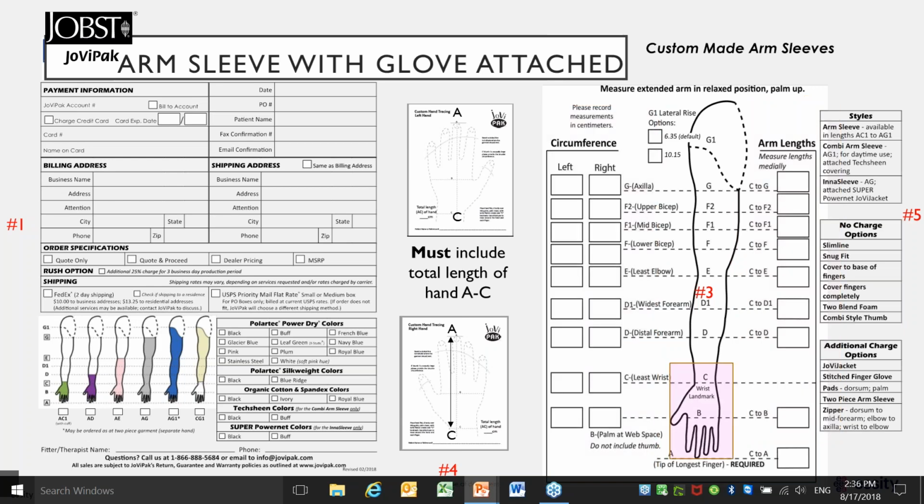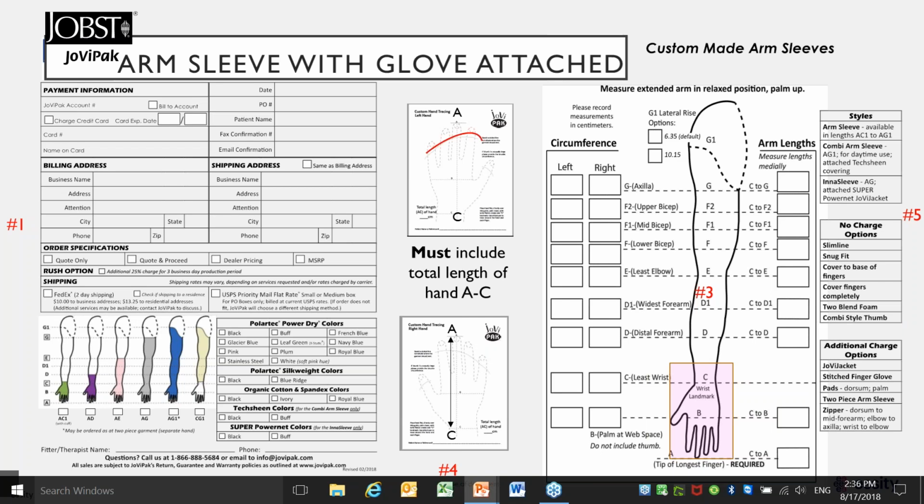Then be sure, if you're going to have a glove or a gauntlet attached, that you completely fill out the requirement of the boxes that are on the hand. It must include the total hand measurement from C to A. It's imperative that we have this. This is important because our formulary for making that garment is dependent on that length.